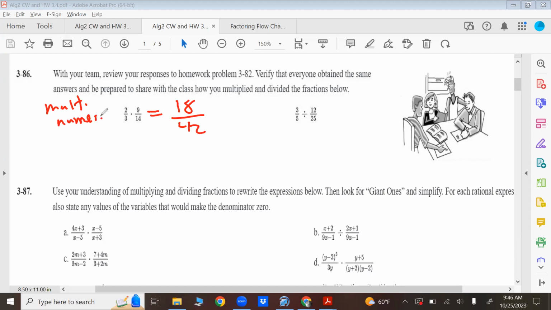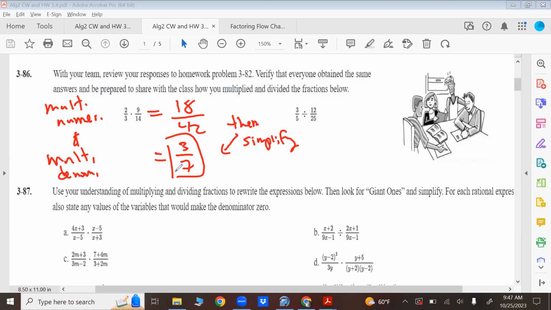Multiply numerators and multiply denominators. Then simplify. Can you simplify first? I'm going to get there. So this is one way: multiply across, multiply down below. Now, what common factor do 18 and 42 share? I know they share a common factor other than 1. 6, totally. So you get 3 over 7, and we're done. So that's one way you could have done it.